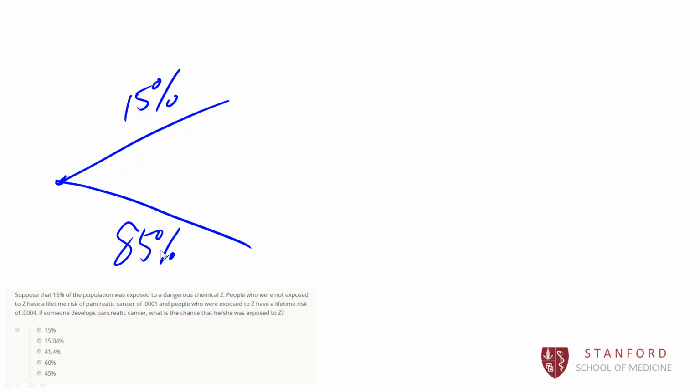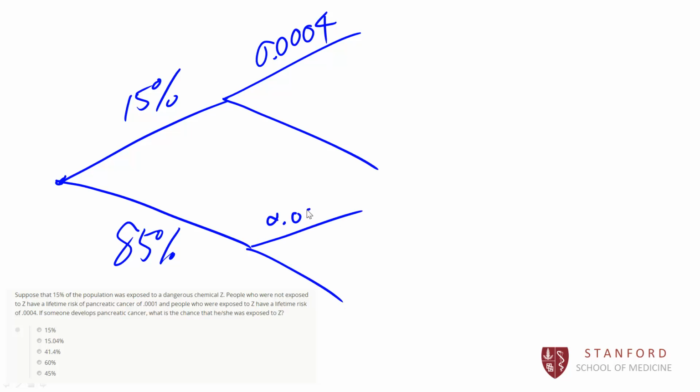So there are two branches here. You can either be exposed to chemical Z or not exposed. So your probability of exposure is 15%. Your probability of non-exposure is 85%. If you're exposed, the probability of developing disease is 0.0004. If you're not exposed, the probability of developing disease is 0.0001.